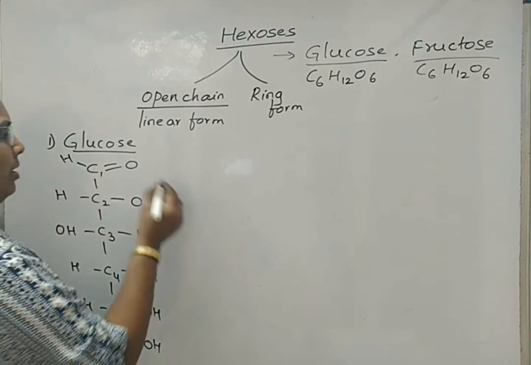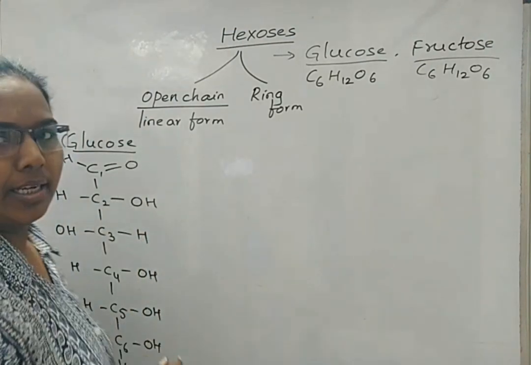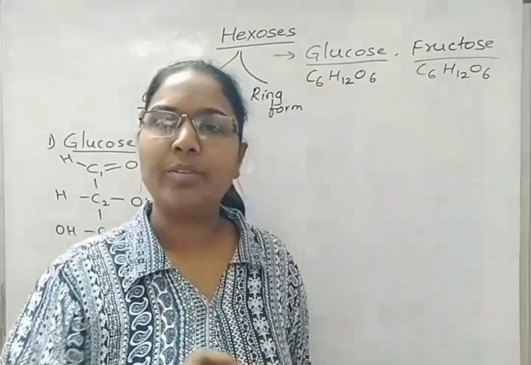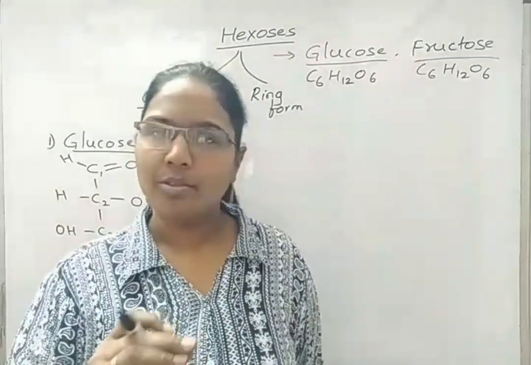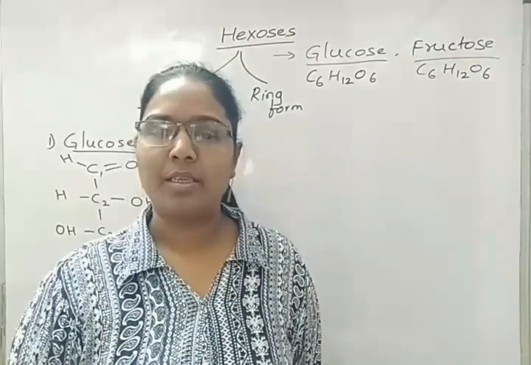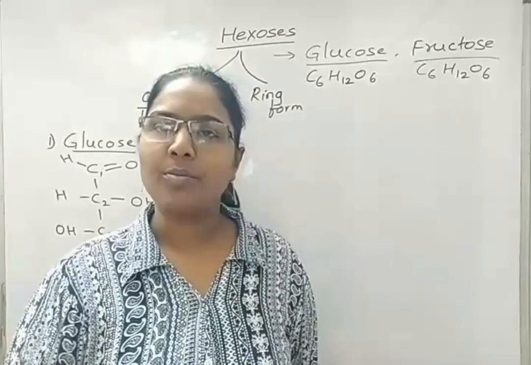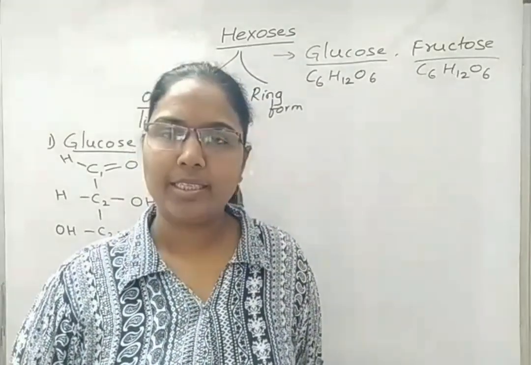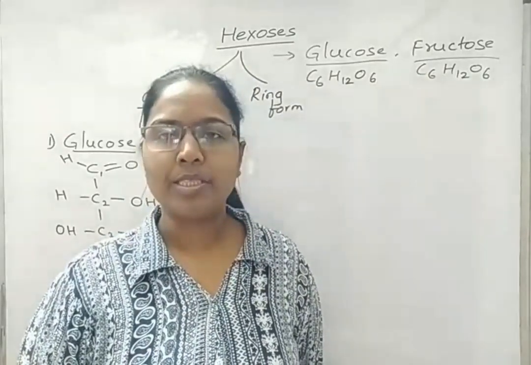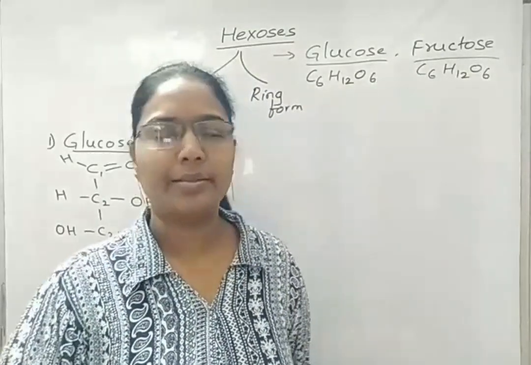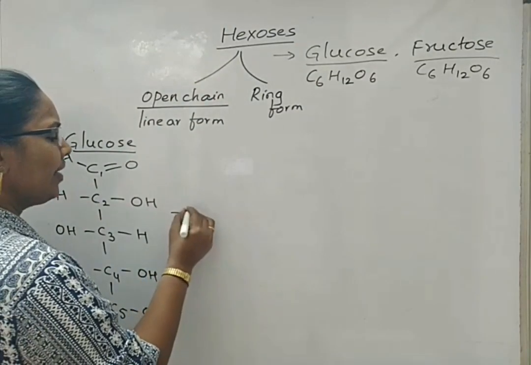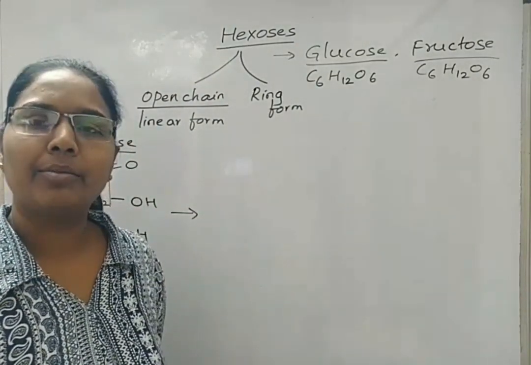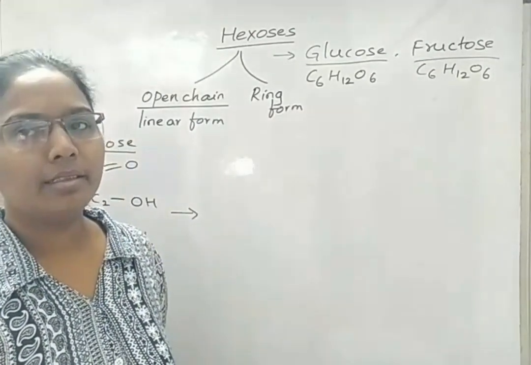Now, in living organisms, the ring forms exist to be involved in the metabolic reactions, not the linear or chain forms. These linear or chain forms we draw for our convenience, but naturally the linear or open chain forms do not exist. These hexoses are always involved in any type of metabolic reaction only in ring forms.